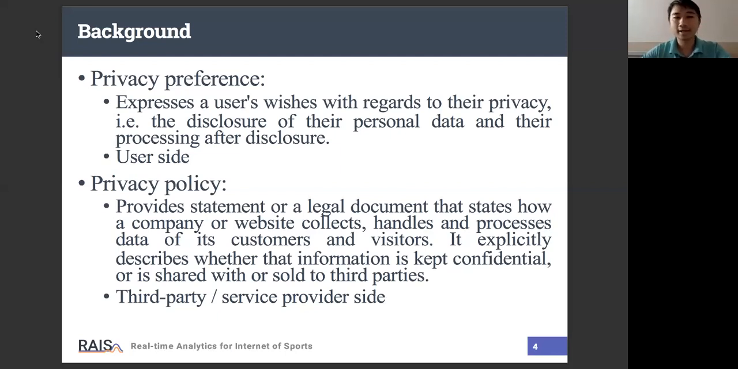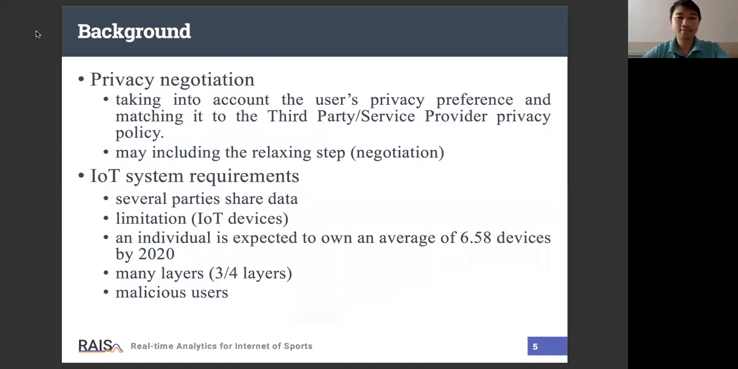server, something like that. And privacy negotiation is not only a comparison between the two sides, the user requirement and the service provider requirement. It also gives a relaxing step. It means the users may agree to share the data when they can receive some benefit from the service provider. For instance, they can receive a gift or a new voucher, or maybe benefits from the next product of the service provider, something like this.